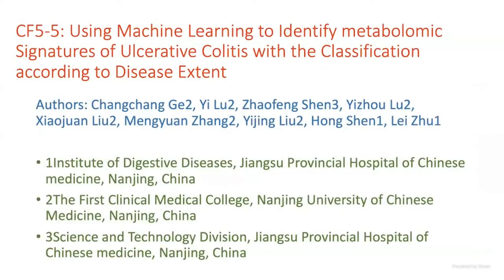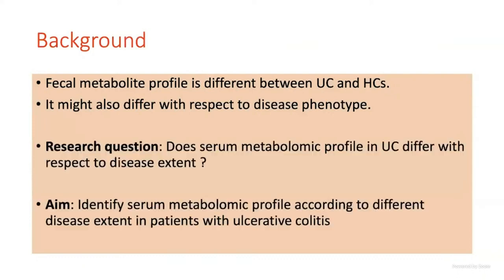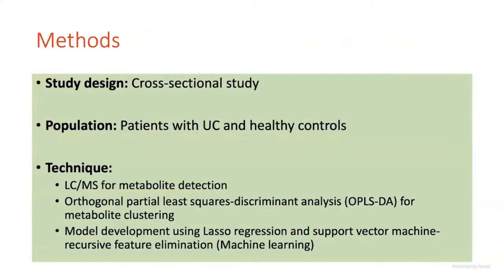The other abstract used both metabolomics and machine learning to identify the signatures of ulcerative colitis with the classification according to disease extent. So we all know that the fecal metabolite profile is different between ulcerative colitis and healthy control, and it can also differ with respect to the disease phenotype. So the research question was, does the serum metabolite profile in patients with UC differ with respect to disease extent? And the study aimed to identify the serum metabolic profile of patients with different disease extent.